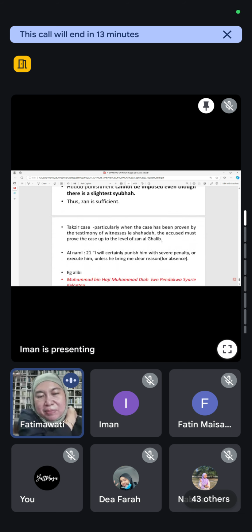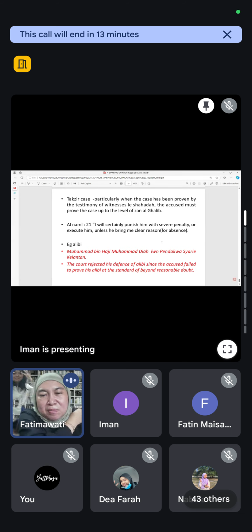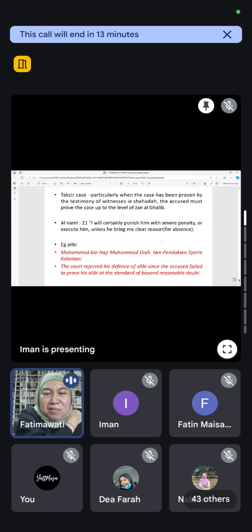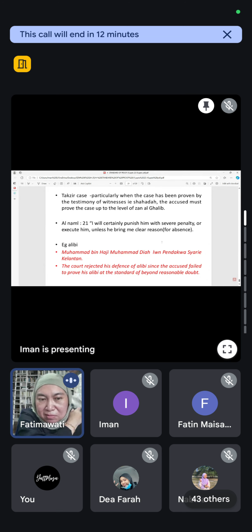Okay, takzir cases, particularly when the case has been proven by the testimony of the witness, for example shahadah, the accused must prove the case to the level of zon al-ghalib. Zon al-ghalib itu maknanya beyond reasonable doubt. So kita ada Surah An-Naml ayat 21, I will certainly punish him with severe penalty or execute him unless he brings me a clear reason for the absence. Surah An-Naml ni pasal surah semut kan? Saya rasa ni pasal kisah Nabi Sulaiman dengan semut tu kot.